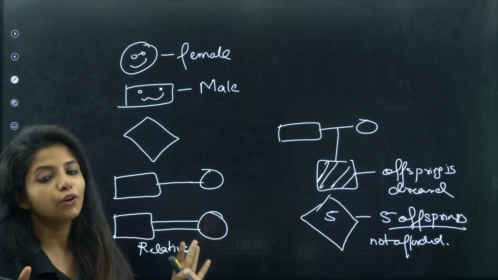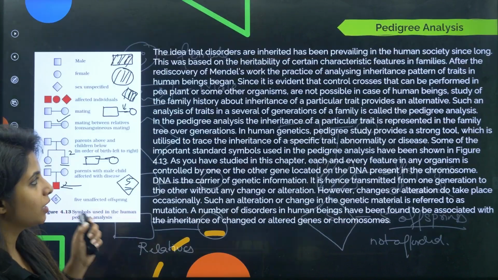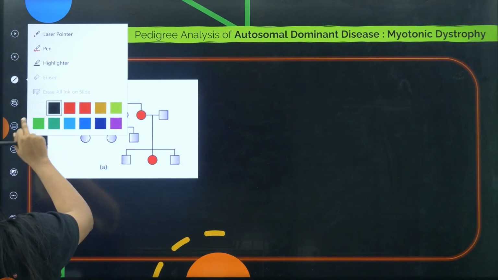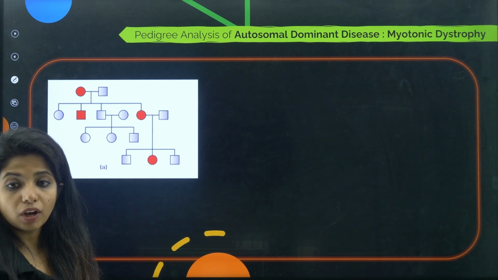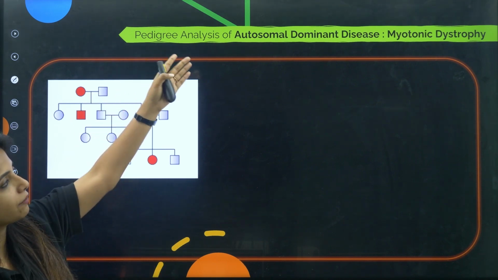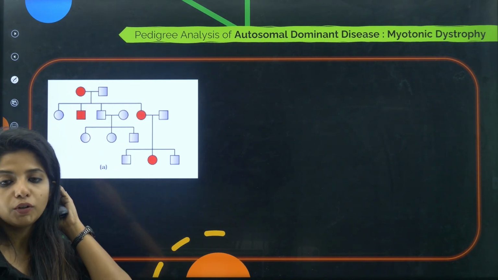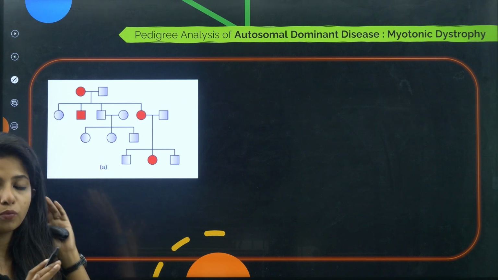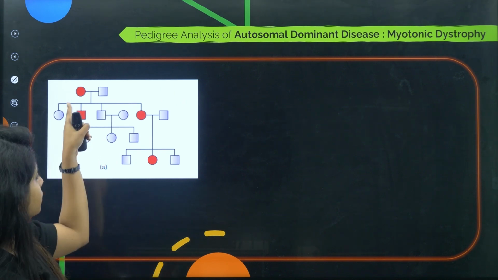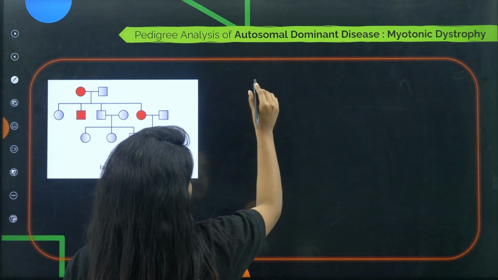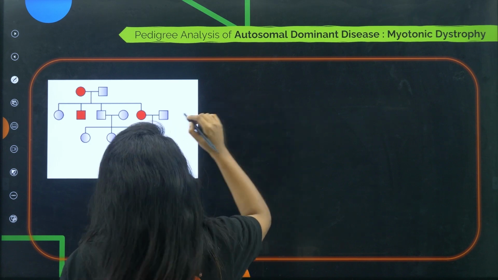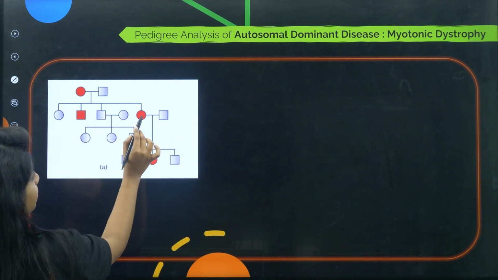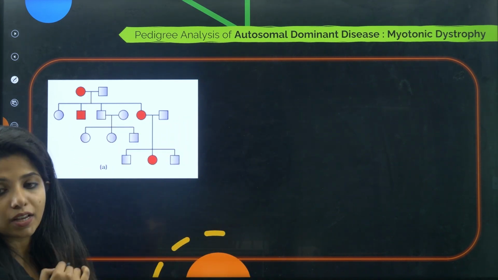Now basics, if you know, you will be able to understand pedigree analysis. Now let's read the pedigree analysis. You have to find out what type it is. So it is autosomal dominant. How can you understand whether it's autosomal dominant or not? Over here, the mother is diseased, and the disease has been passed down to next generations as well.